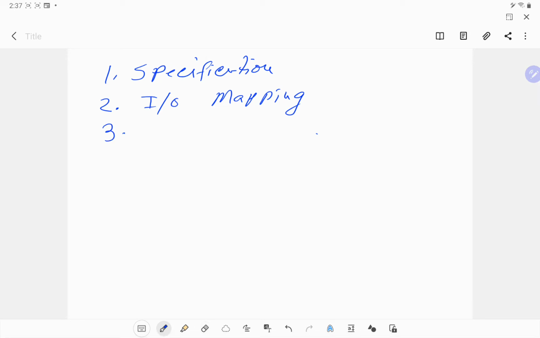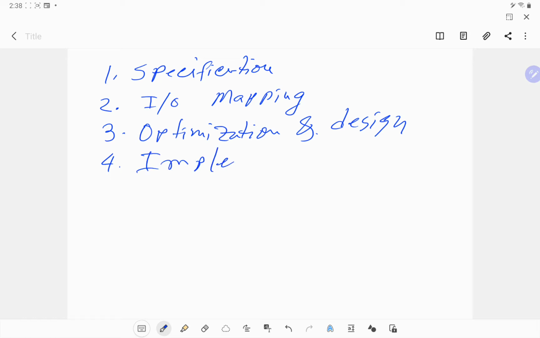Then the circuit is optimized and designed. Optimization means if we can design a circuit by using 10 gates, then we shouldn't be using 20 gates for designing the same function. The fourth step is then it's implemented. The circuit is implemented by using the real gates, and finally it is tested if it is working properly or not.